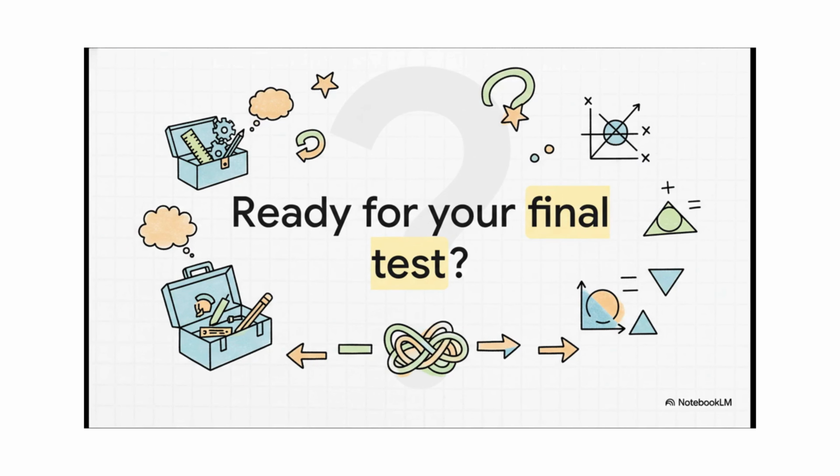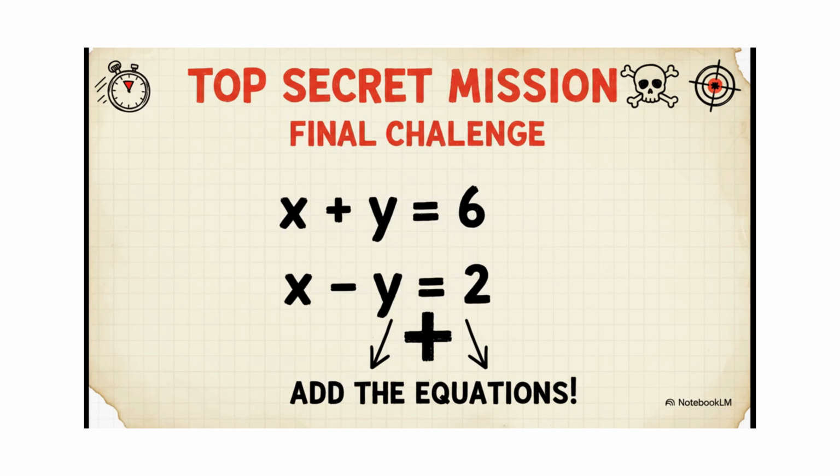All right, you've seen the whole toolkit, you know the moves, you've seen the shortcuts, and even what happens when things go wrong. So, you ready for a quick final test? Okay, mission time. Your job is to solve this system. x plus y equals 6 and x minus y equals 2. I'll even give you a little hint. Add them together. It's set up perfectly for elimination. Go ahead, give it a shot. I'll wait. You got it? The answer is x equals 4 and y equals 2.